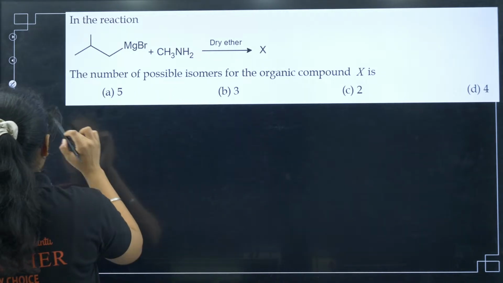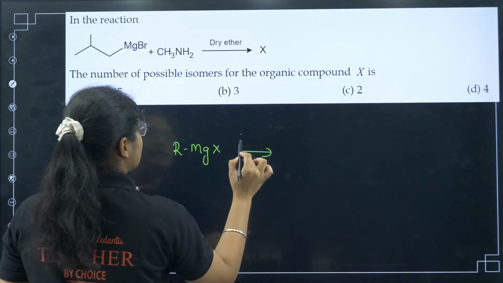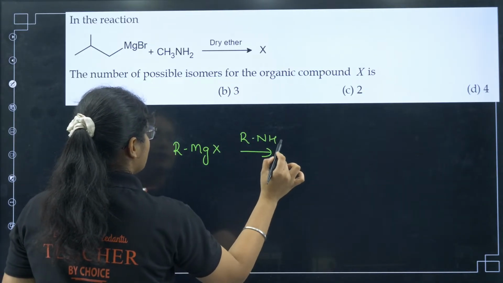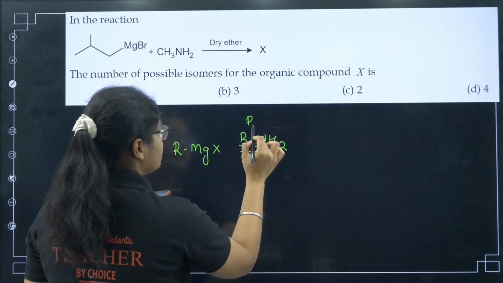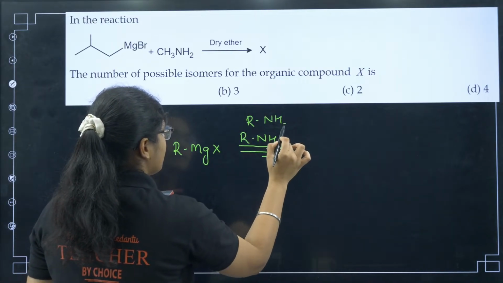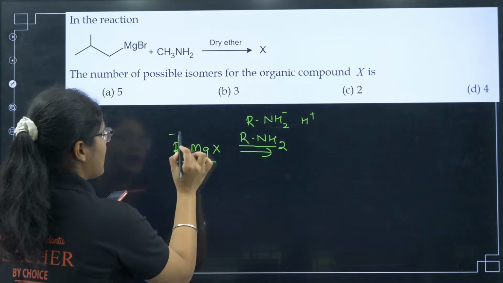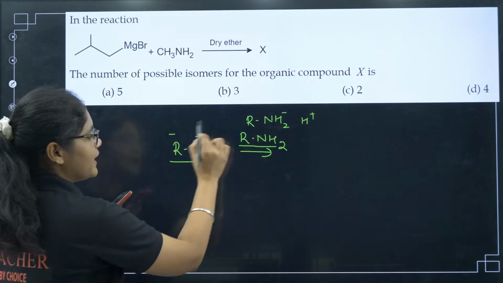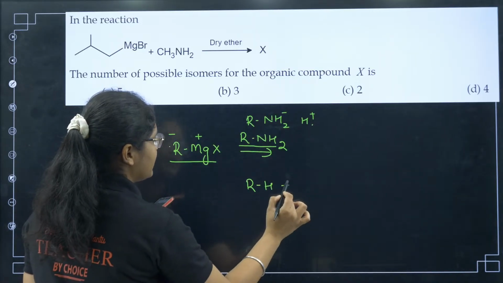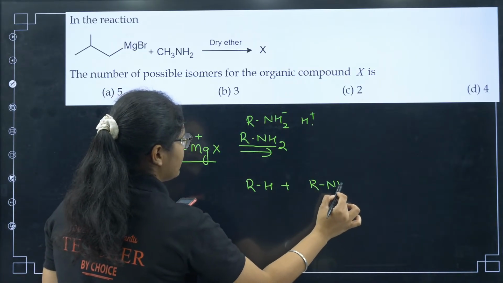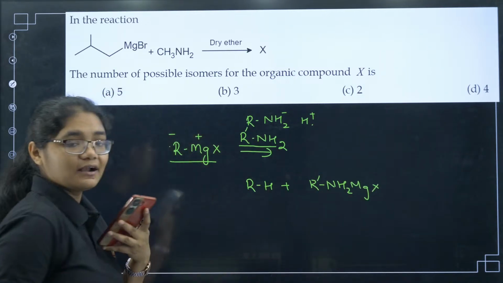If I have RMgX and I treat it with R'NH2, now what you will see here is this R'NH2 will donate one H plus. It is like this. This is the product, and here what is there? R minus and MgX plus. So minus and plus will react. So R minus will take this H plus to give you RH plus R'NHMgX. That will be the product.